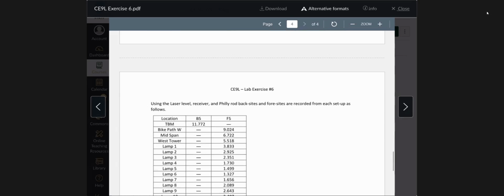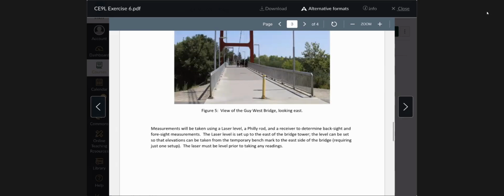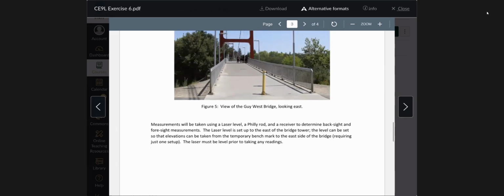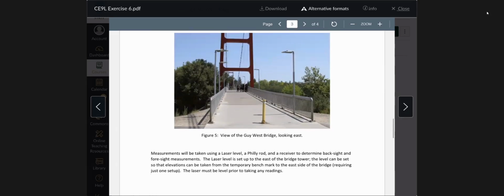There's only 3 pages here of descriptions. We're going to refer a lot to the lab manual today. Okay. Here's just a picture of the end of the bridge where you would be taking your first measurement, right where the railing starts. Okay.